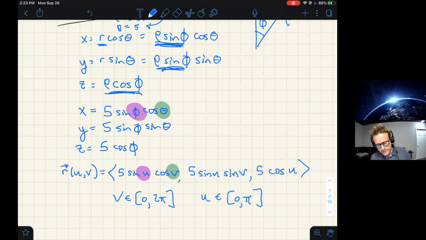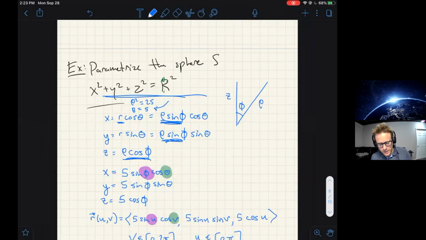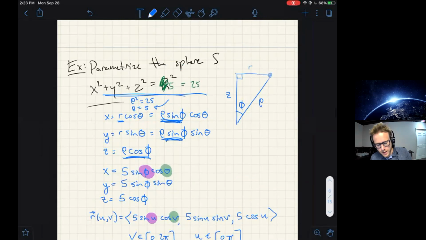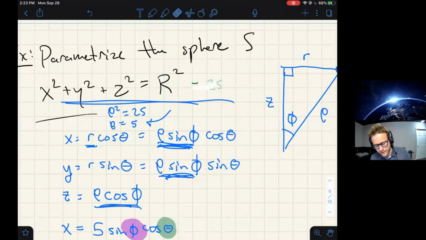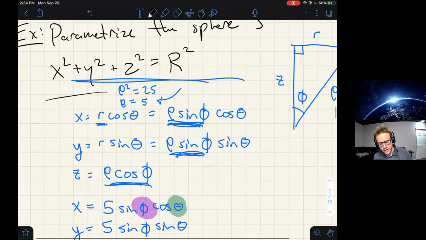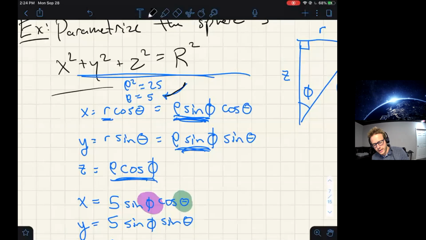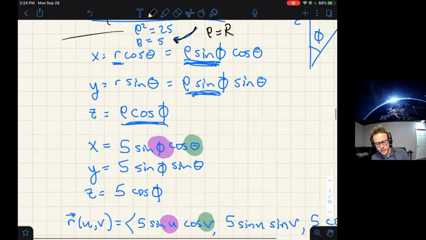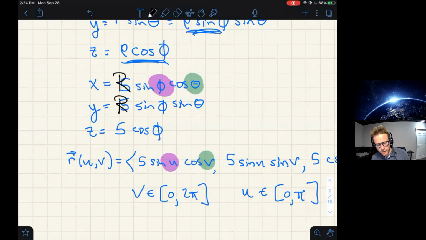And now, as I promised, the original question that Lev proposed was that we wanted not 5 here, but just any old random radius, a capital R. Now that we've done this with something more concrete, we can see that this equation would just simplify down to rho equals capital R. And so instead of a 5 everywhere, we could sprinkle in capital R, capital R, capital R.